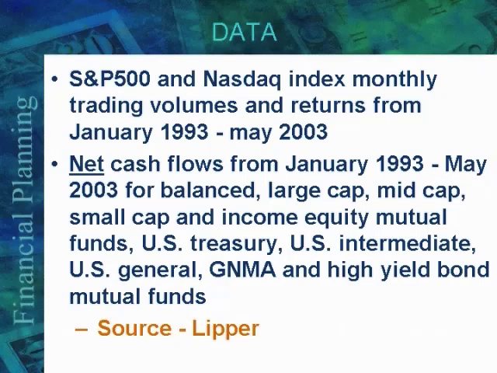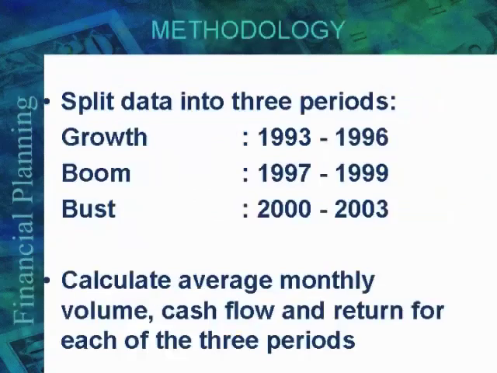All right. What Lipper gave us was the net cash flow from each of these funds. How much was the net inflow? How much was the inflow into these mutual funds? How much was the outflow? What was the net funds? How many people subscribe to these funds? How many people redeem their funds on a monthly basis for the 10 years of this data? So, very, very rich data.